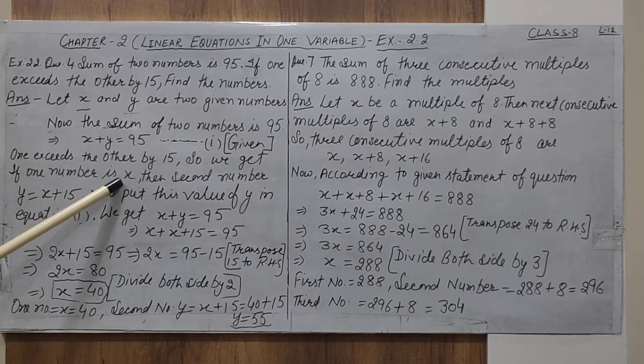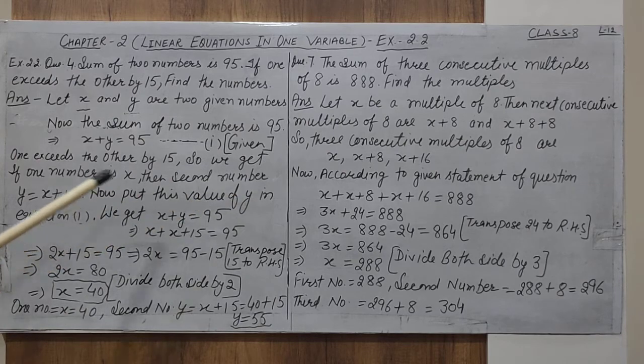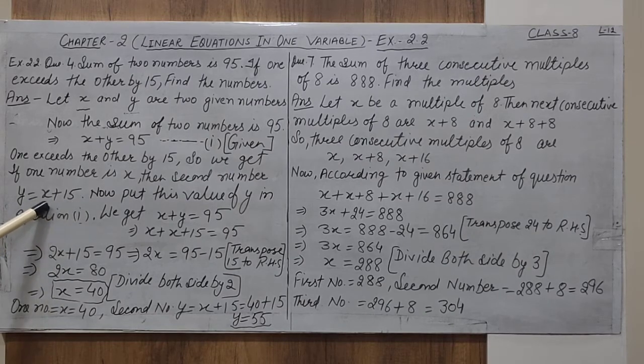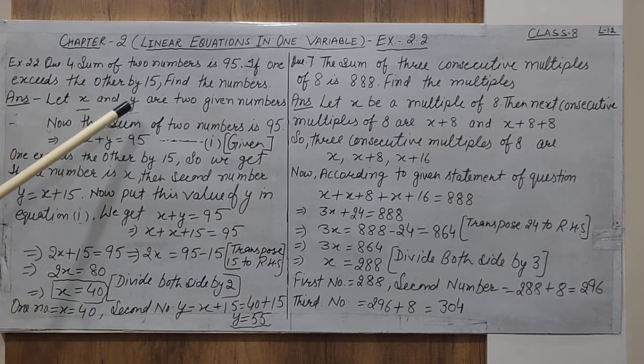If one number is x, then the other number is 15 more than it, that is the value of the second number is x plus 15. This is given, not taken by you. You have selected the two names of the numbers, x and y. All right. If we take one number as x, then what will be the value of y in terms of x?